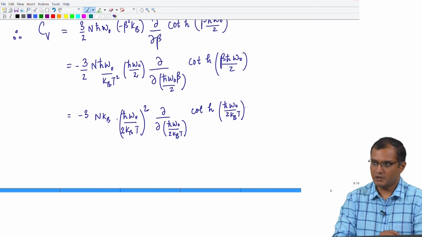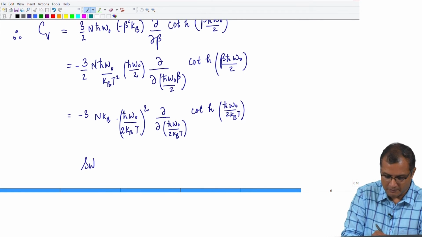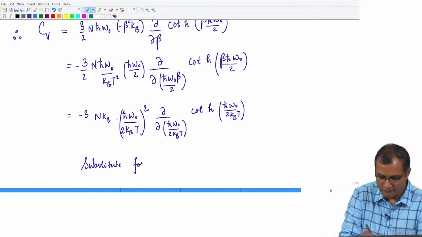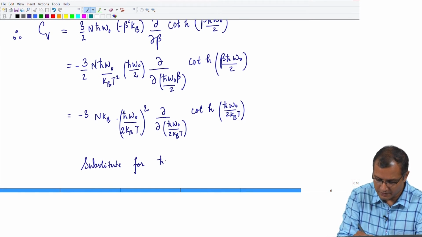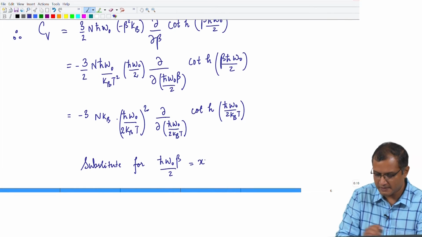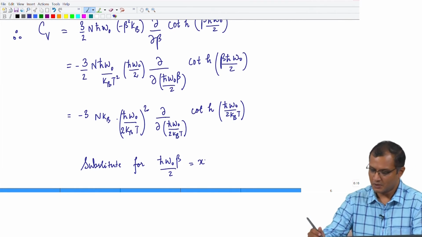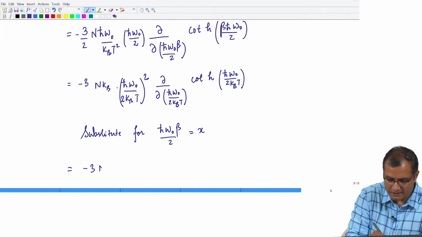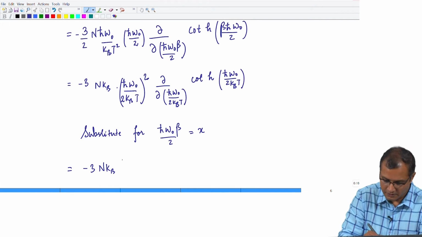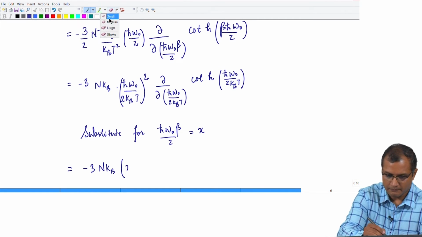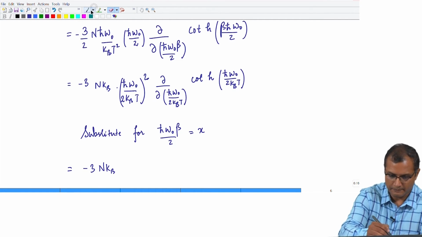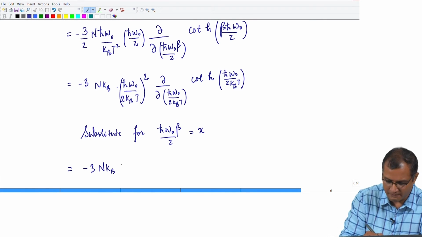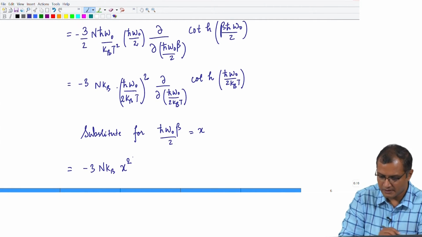Fine. So, I can substitute ħω₀β/2 as x. So, this becomes nothing but minus 3nk_B into x square. So, these are substitutions which I believe will make life easy for us.